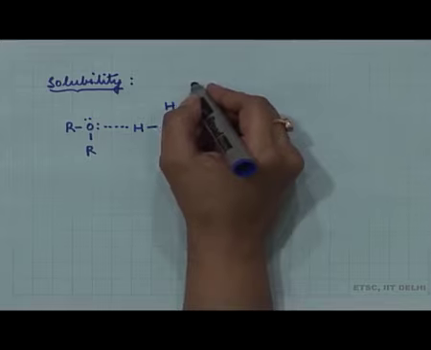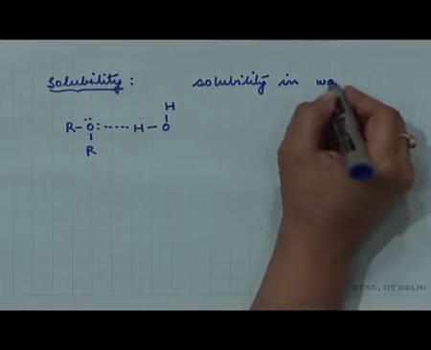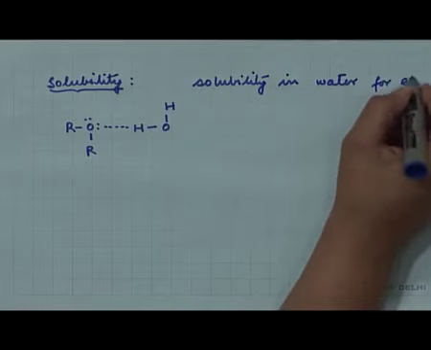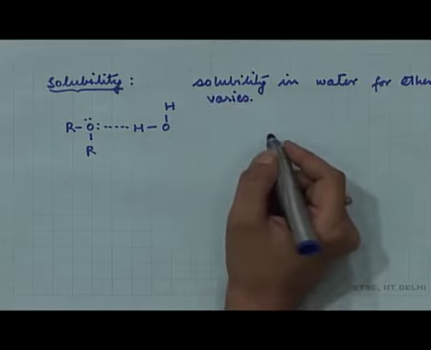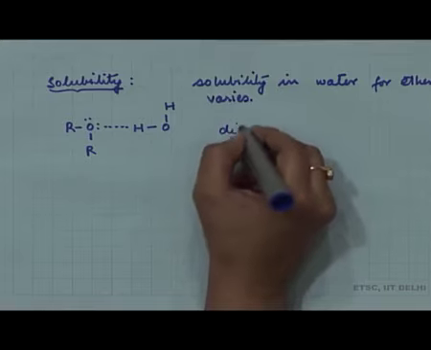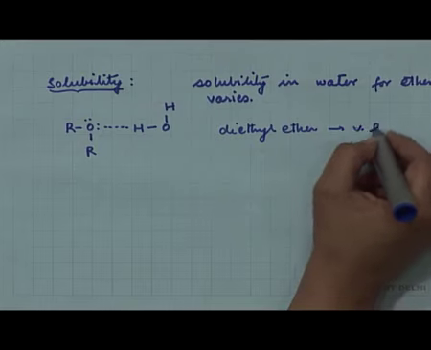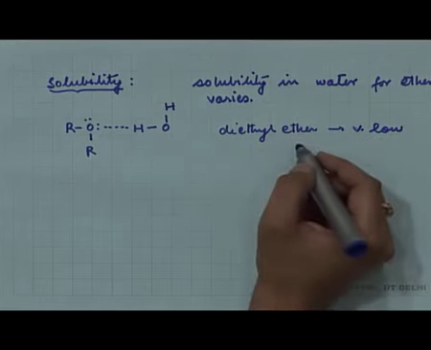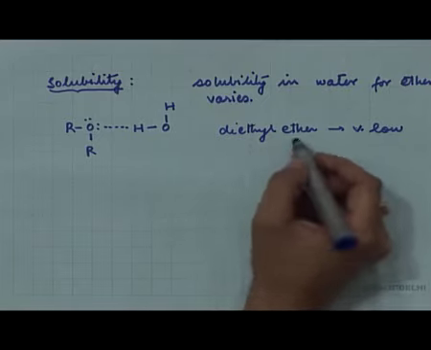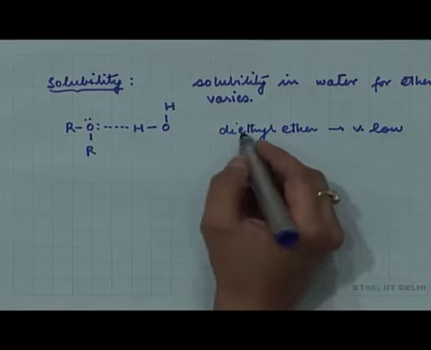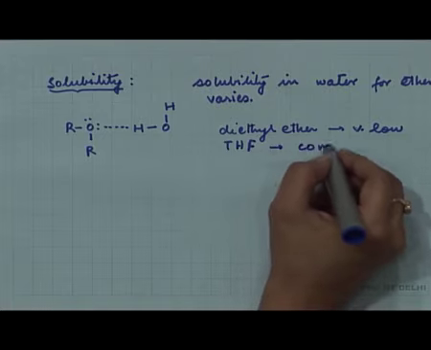So, solubility in water for ethers varies. Okay. It varies depending upon the type of the ether. So, for example, for a diethyl ether, the solubility in water is very low, and that is why it is used as a solvent for extraction of organic compounds, right. During the workup, diethyl ether is used. It is not miscible with water, but another cyclic ether like THF, tetrahydrofuran, is completely water soluble.